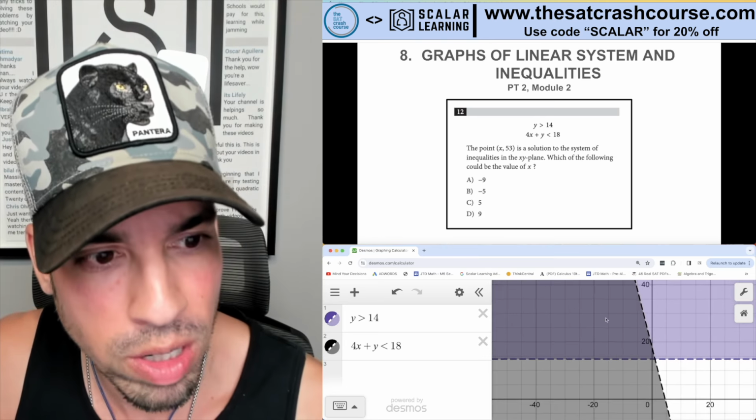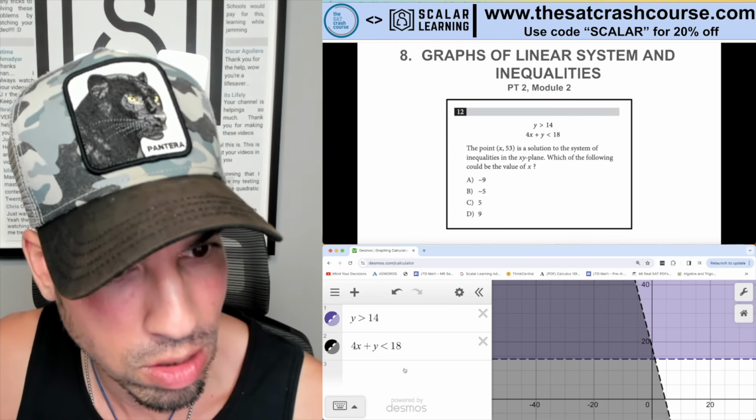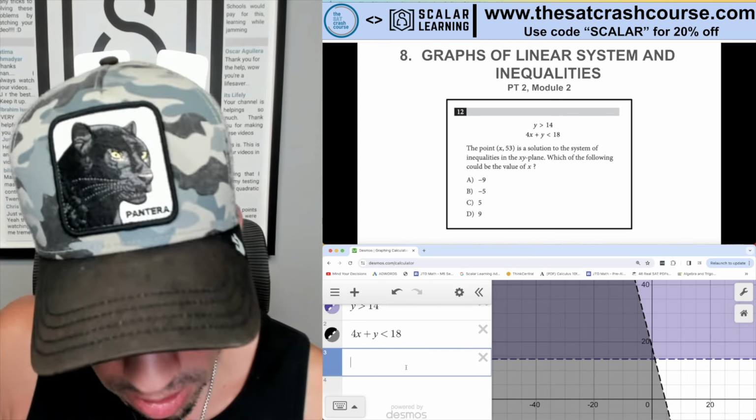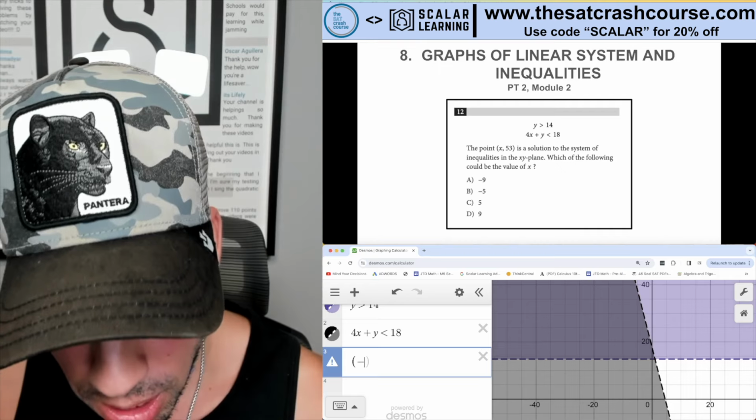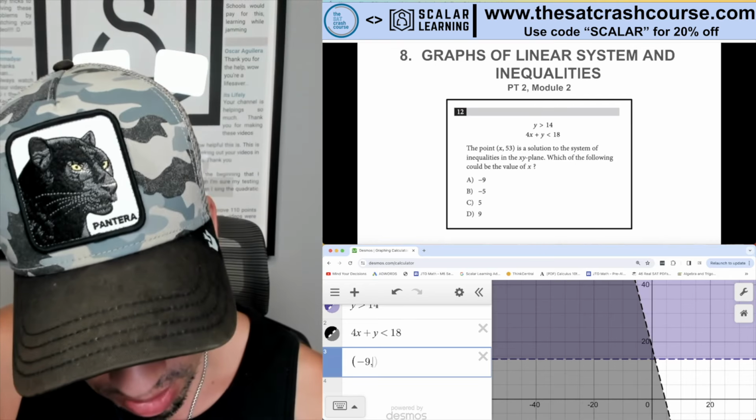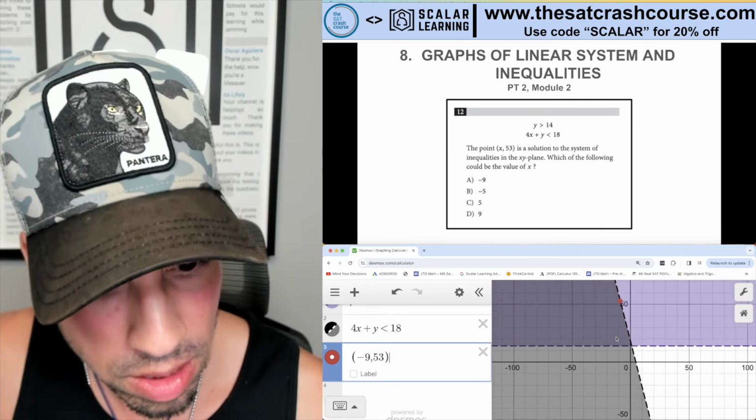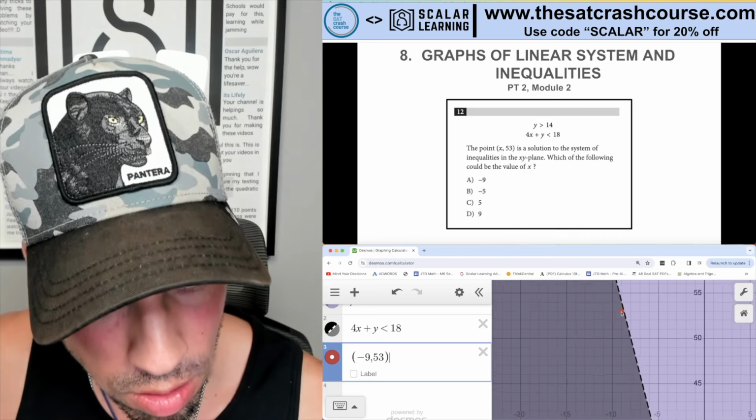So now they say the point x, 53 is a solution to the system. Which of the following could be the value of x? So let's just run down the line, right? We could have negative 953. We're starting at the top, right? Is this in our solution set? No, because it's on, oh wait, yes it is.